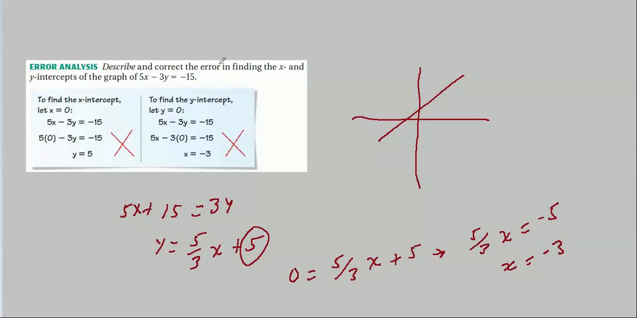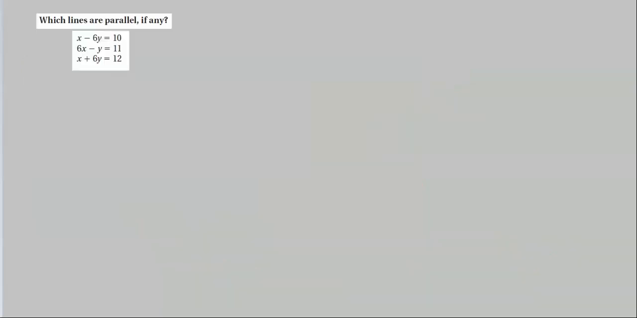So, by analyzing this closely, you can learn, once again, from somebody else's mistakes. Very good way to do things. Now, here we have several equations for a line. The question is, which one of these are parallel? Once again, we just need to know the slope.